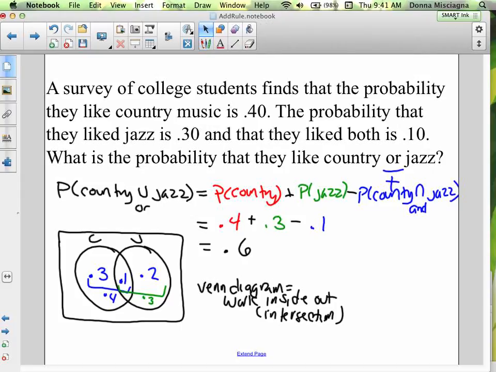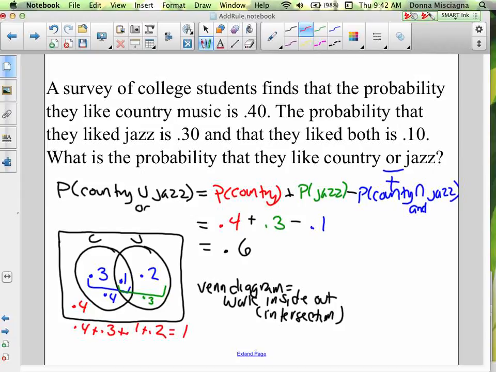Now, how many people go in the outside section? In other words, how many don't like either kind? 0.4. Because together it has to add up: 0.4 plus 0.3 plus 0.1 plus 0.2 is going to give us 7, 8, 9, 10. That adds up to 1. That's everybody. That's 100%. Probability of 1 is 100%.